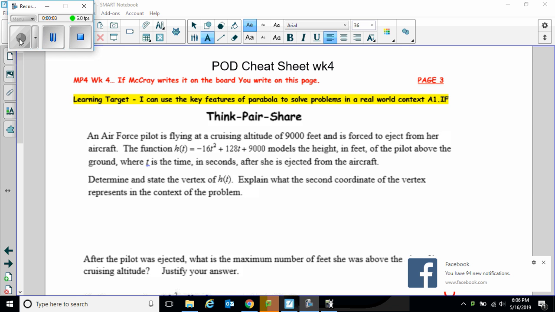Okay, class, welcome back to our problems of the day cheat sheet, week 4. We're on page number 3, learning target: I can use key features of a parabola to solve problems in a real world context.